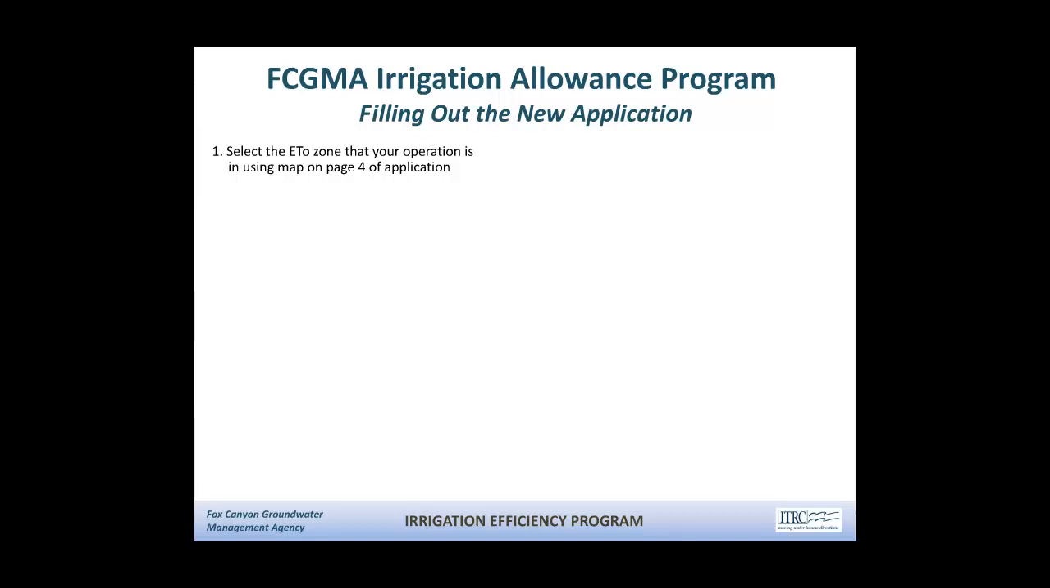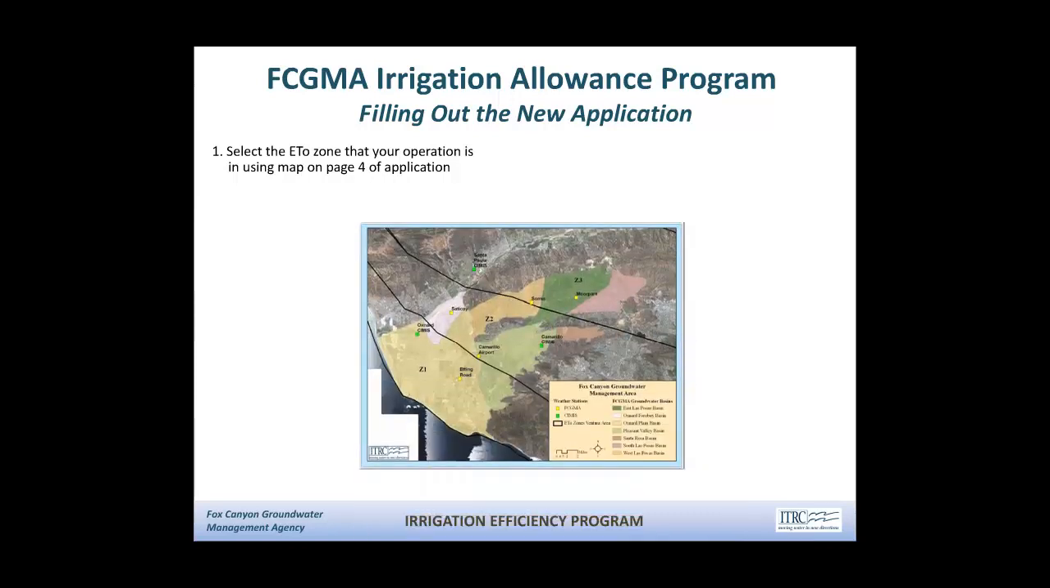On the new application, the first step is to select your ETO zone. If you are not sure which zone your operation is in, check this map with the 3 different zones, which you can find on page 4 of the application. Growers should be able to find their farms in relation to key landmarks such as the Camarillo Airport and SOMIS.